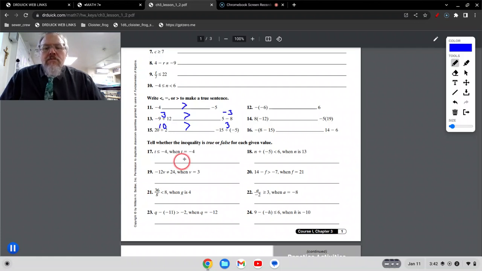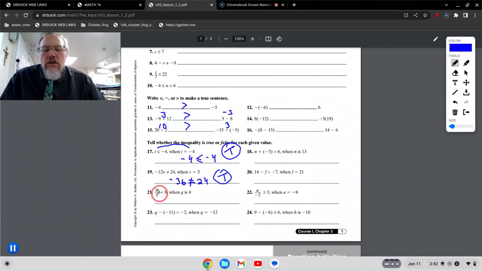Okay? Tell whether the inequality is true or false in each of the given statements. So we're substituting this number in for this variable. This is fairly simple, right? I put negative 4 is less than or equal to negative 4. Well, that would be true. Minus 12 times v, which is 3. Minus 12 times 3 is minus 36. Does not equal 24. Well, that's true as well.